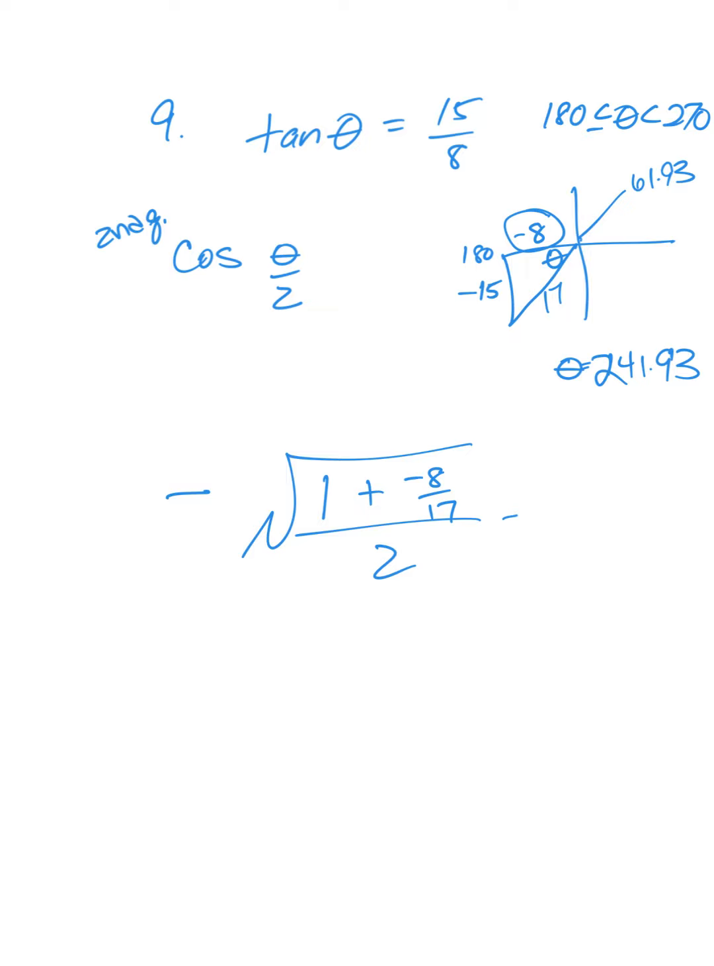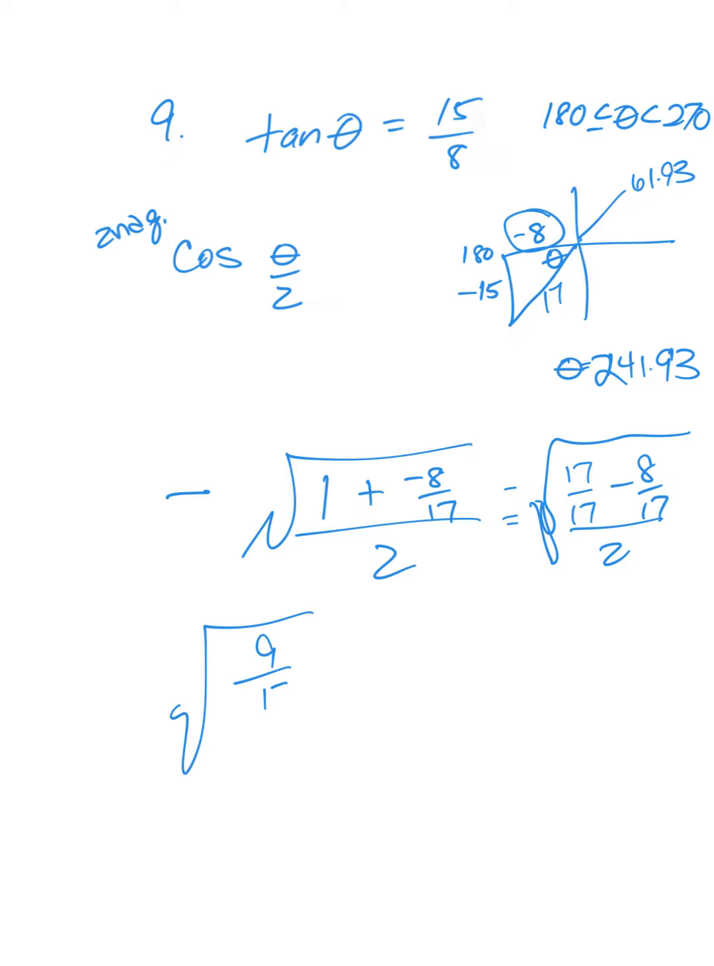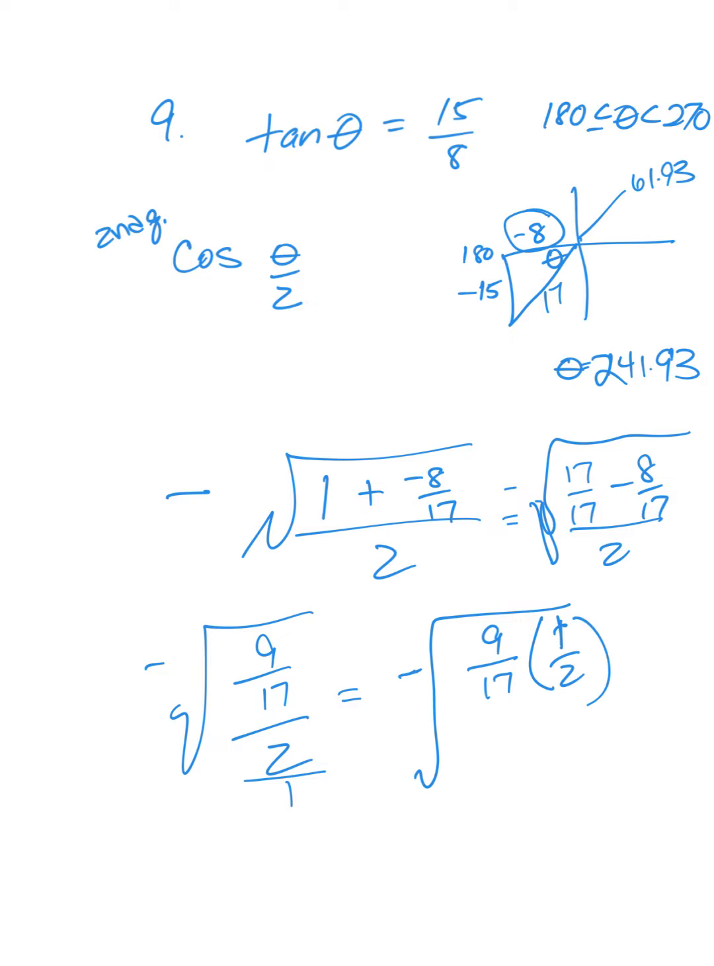And just like last time I made it 2 over 2, now I have to make it 17 over 17 to give it a common denominator. 17 minus 8 is 9. So that is the square root of 9. Let me do that again. 9 over 17, over 2. We have two fractions divided by each other, so it's 9 over 17 times 1 over 2, because it's keep, change, flip.